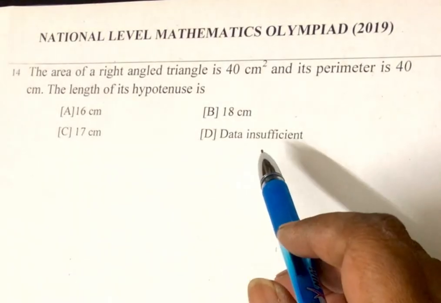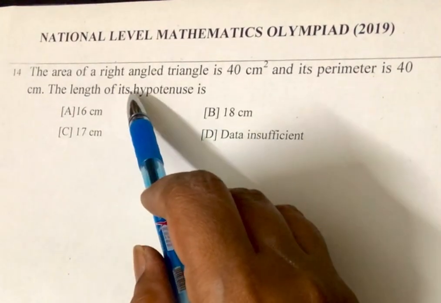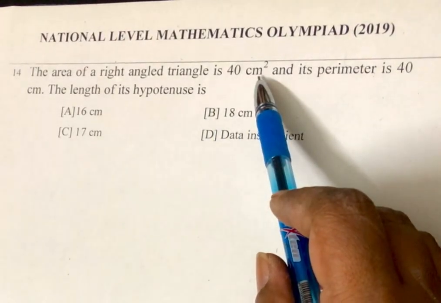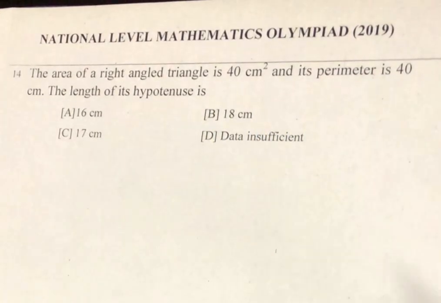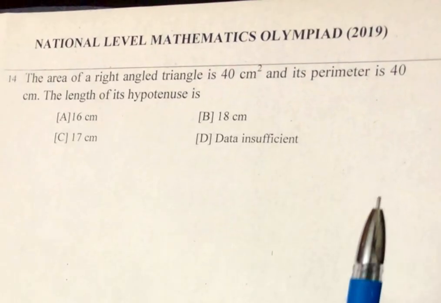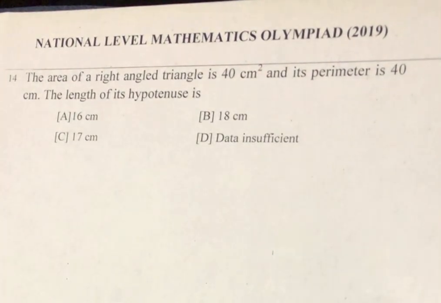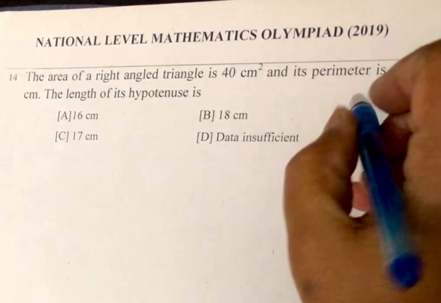Now look at question number 14. The area of a right angle triangle is 40 centimeter square and its perimeter is 40 centimeter. The length of its hypotenuse is... In this question, we are given the area of a right angle triangle.